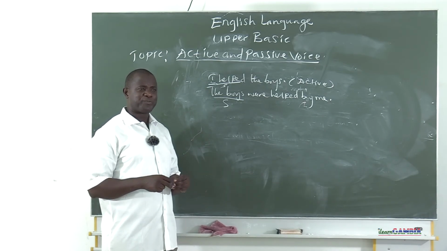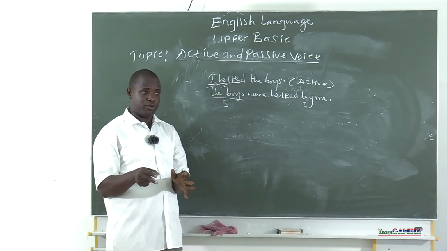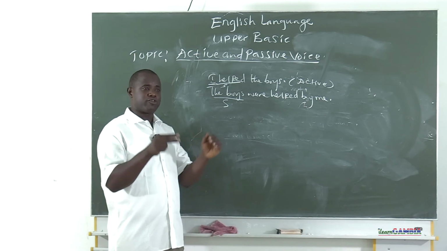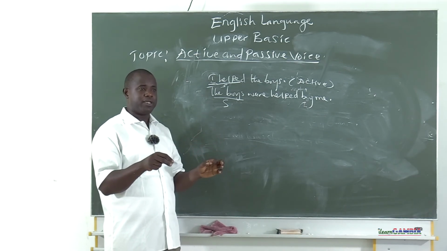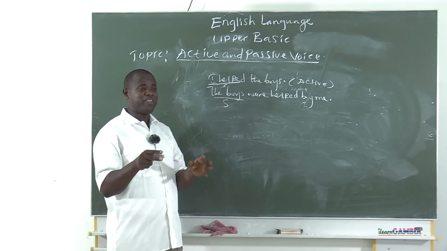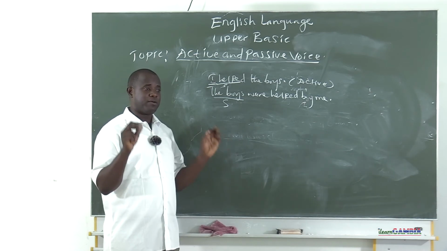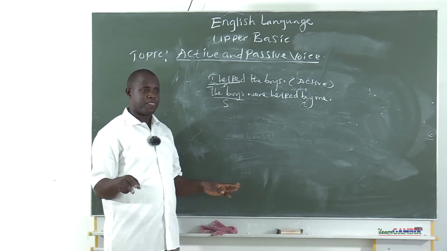So we move on. The teacher finished the work. Is this sentence active or passive? Now, how do you know that it is an active? You know that it is an active if the subject is the doer of the action. Once you realize that the subject is the doer of the action, then that sentence is active. But if you realize that the subject didn't do any action, that sentence is what? Passive.